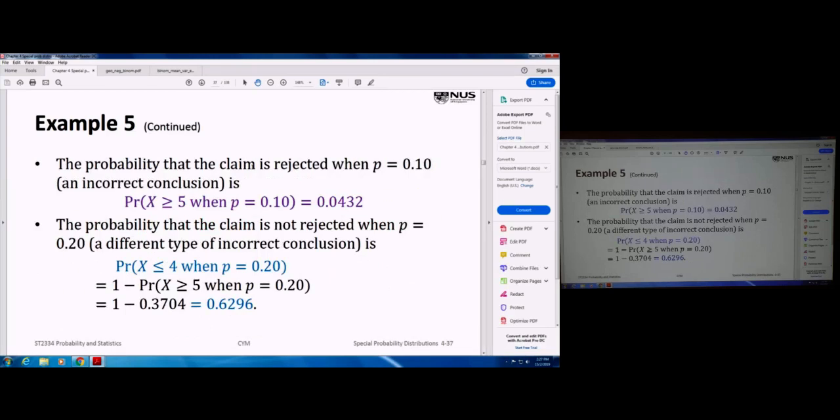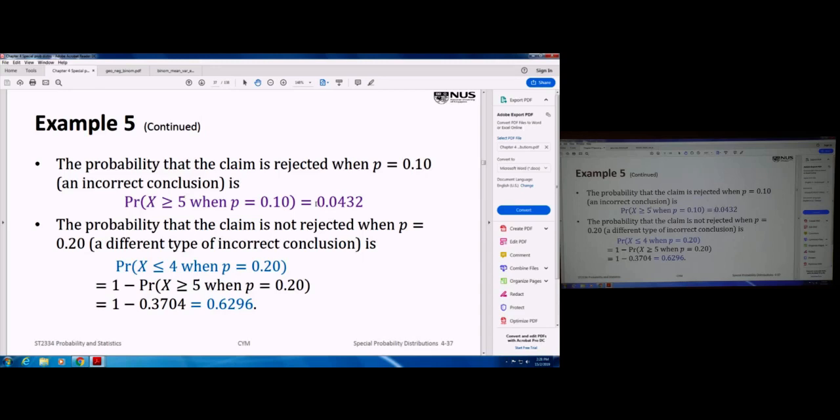Okay, the probability that the claim is rejected when P is equal to 0.1. If you assume that P is equal to 0.1, then you compute the probability X is greater than or equal to 5. What does that mean? Well, that means that you compute 1 minus the probability X is equal to 0, plus X equal 1, plus X equal 2, plus X equal 3, plus X equal 4. That's the probability X is greater than or equal to 5, when N, the number of trials in our binomial distribution, is 20 and our success probability is 0.1. If you compute that number, you get 0.0432.